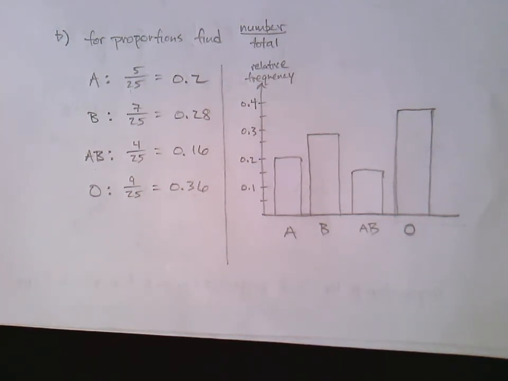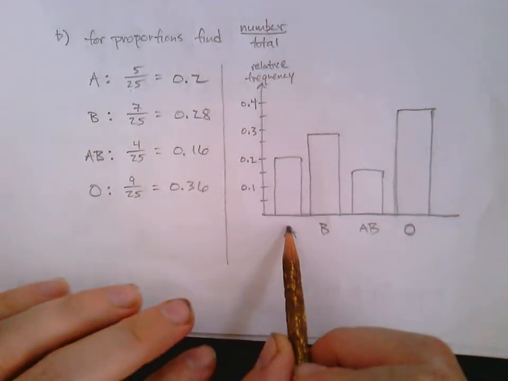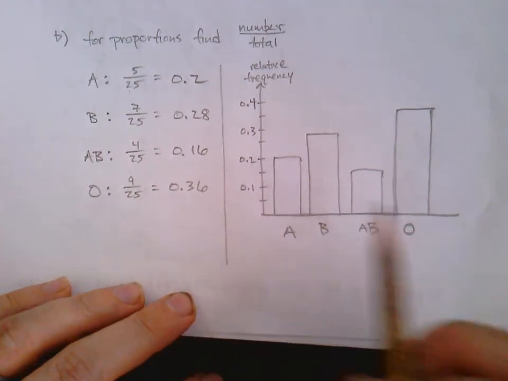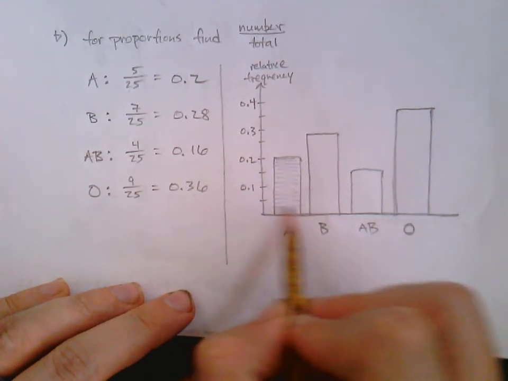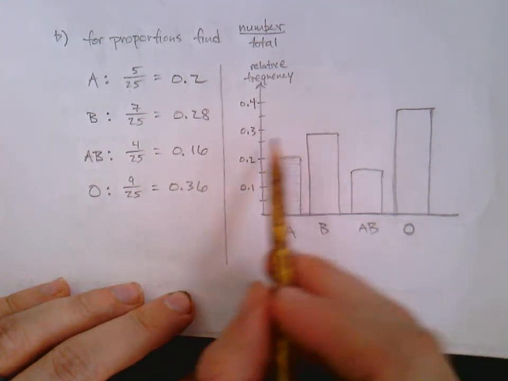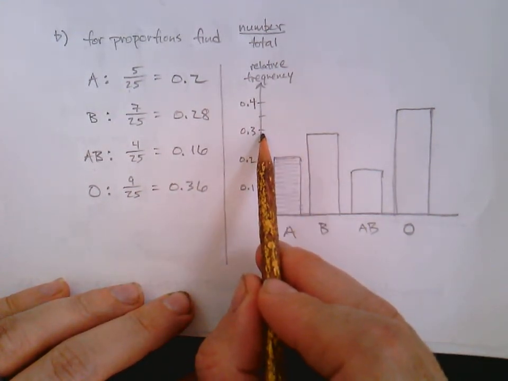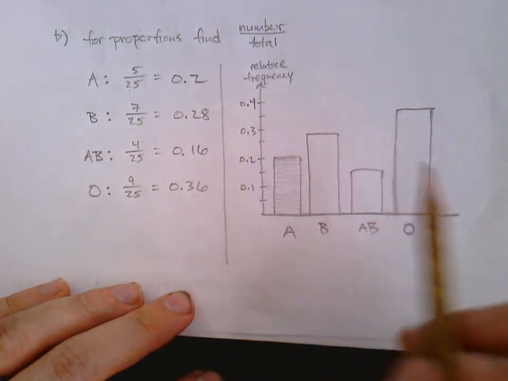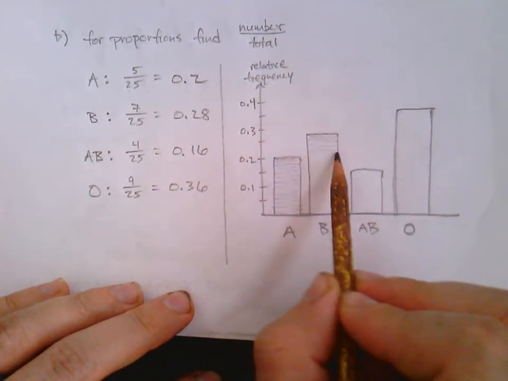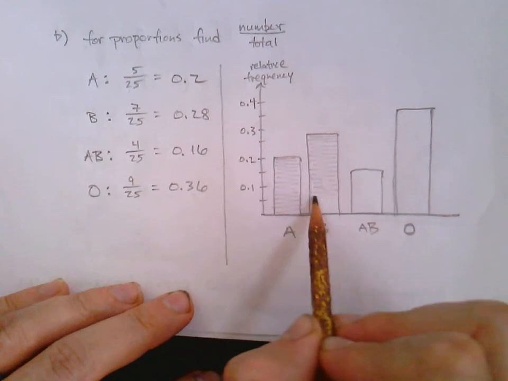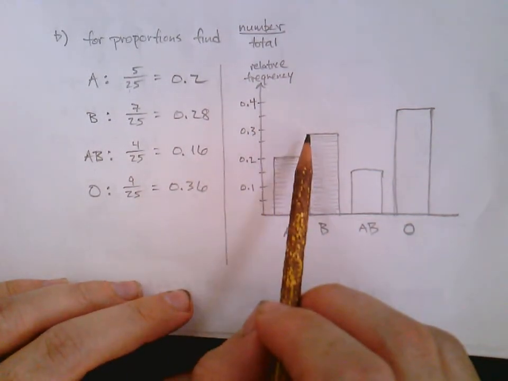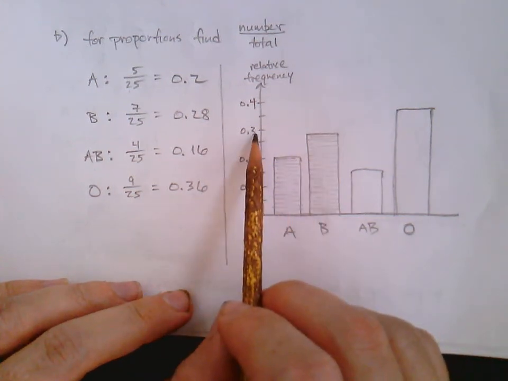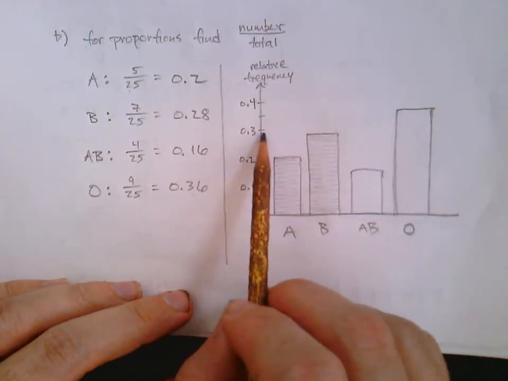And then when we create the bars, well, type A reaches all the way up to 0.2. Type B reaches up to 0.28. So it's not quite all the way to 0.3. It's a little bit short. Do your best when you're creating these by hand. I'm not looking for perfection, but communicate as best you can that that's a little bit short of 0.3.